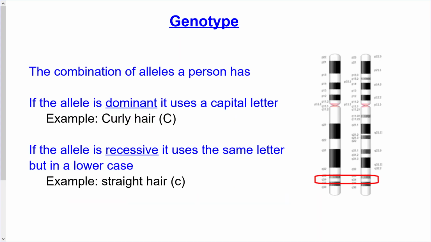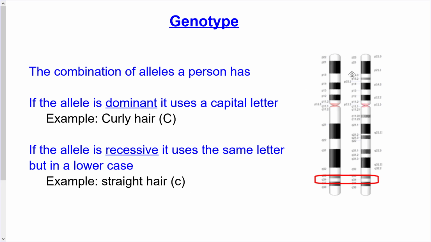A genotype, which is very closely related to phenotype, is the combination of alleles that a person has. If the allele is dominant, it uses a capital letter to express that phenotype. So, for example, if curly hair is a dominant trait, we'll use the capital letter C to represent that allele. If the allele is recessive, but for the same gene category, for example, hair texture, it's going to use the same letter as the dominant phenotype, in this case curly, but in lowercase. So straight hair would be represented by a lowercase c.